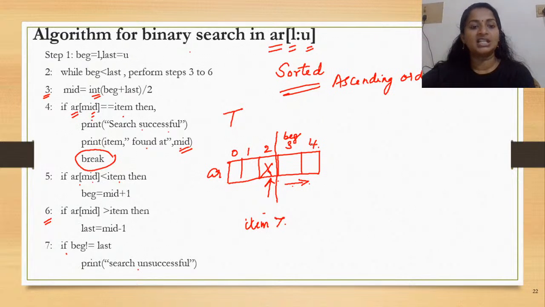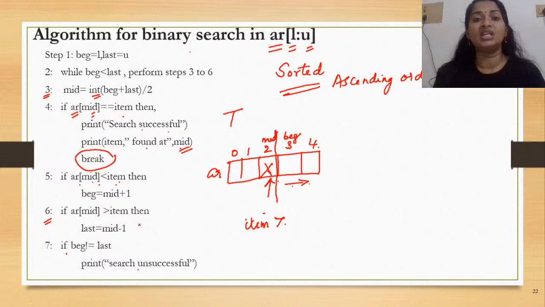So what is the change that you need to make here? If this condition goes true, just alter the value of BEG as 2 was in mid, right? So what will be the position 3? Mid plus 1. So just alter the value of beginning. You needn't change the value of last.